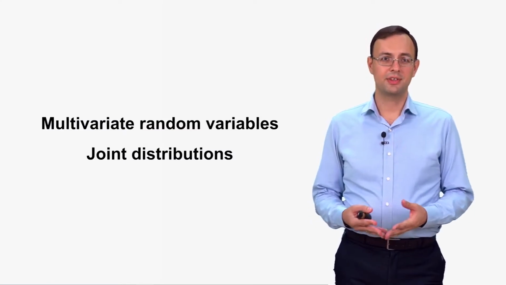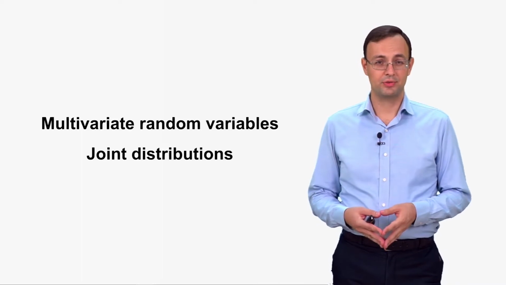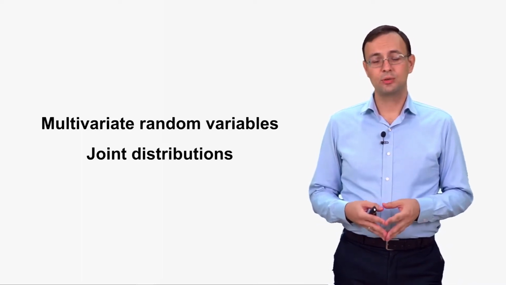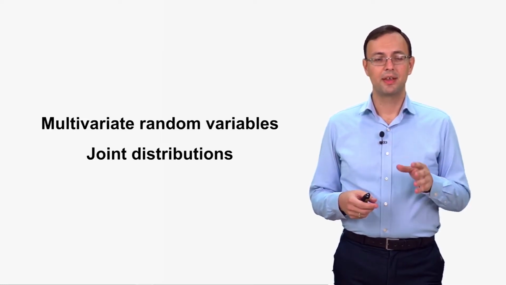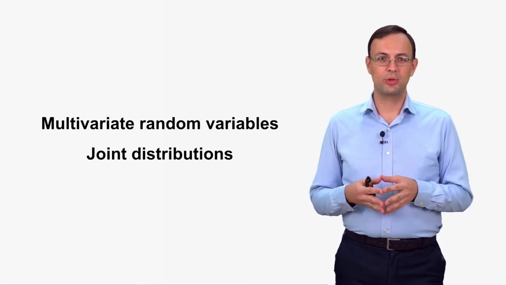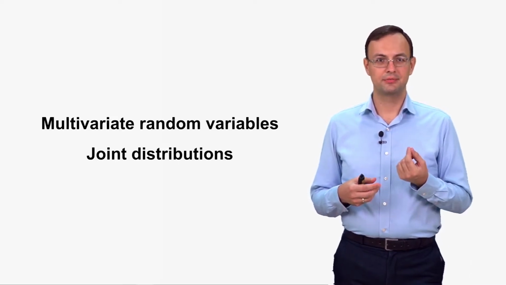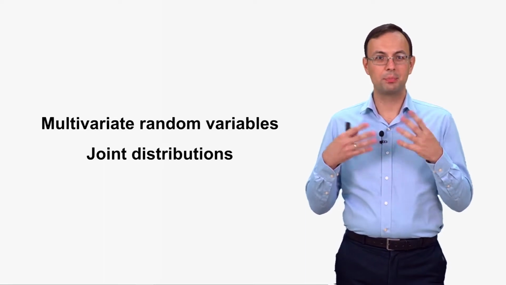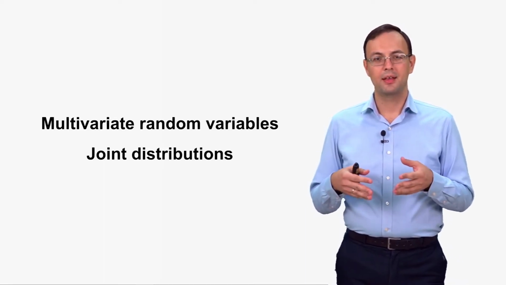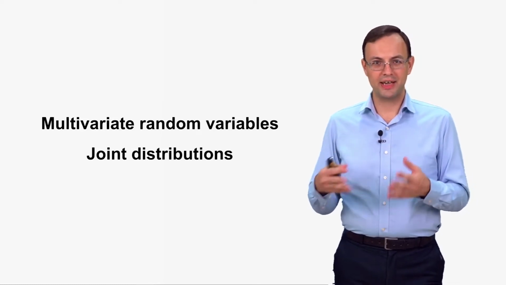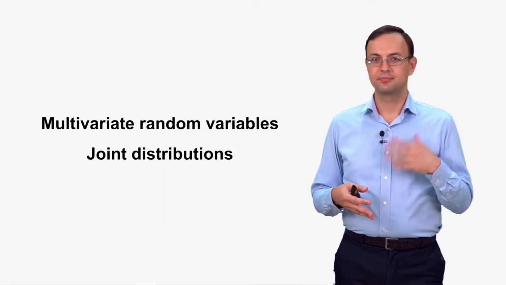Hi, our today's topic is multivariate random variables and joint distributions. Until now, we discussed only scalar random variables. So this was a situation when we observe just one single number as a result of our repeatable experiment. Every time we know the outcome of the experiment, we have just one single number.